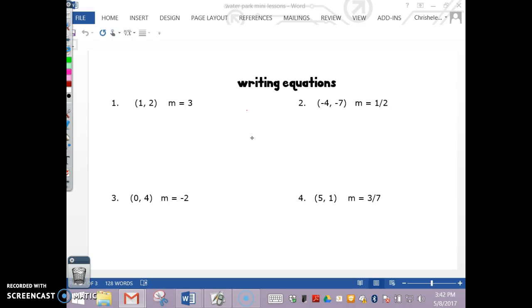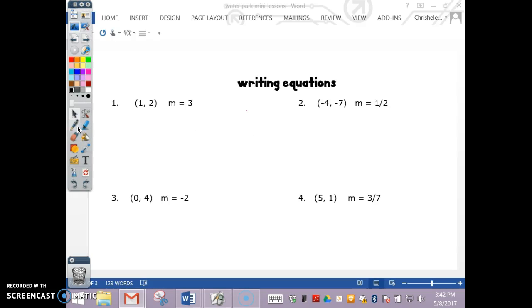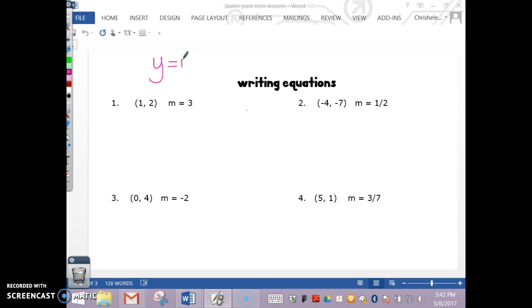Okay, here are the mini lessons for this week. So the first one is on writing equations. We're going to write these in y equals mx plus b. Y is going to be our y value. M is going to be our slope. X is going to be our x value, and we're actually going to solve for b.